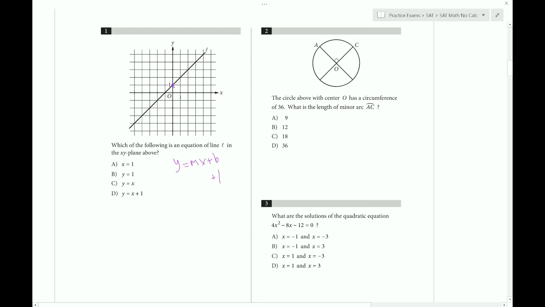And it also has the slope, which is how much up and how much over. So we go up 1 over 1. Okay, so we just get y equals x plus 1.